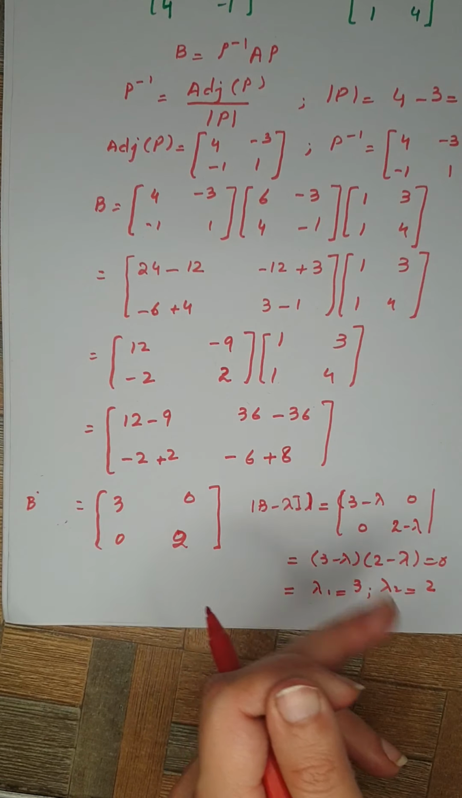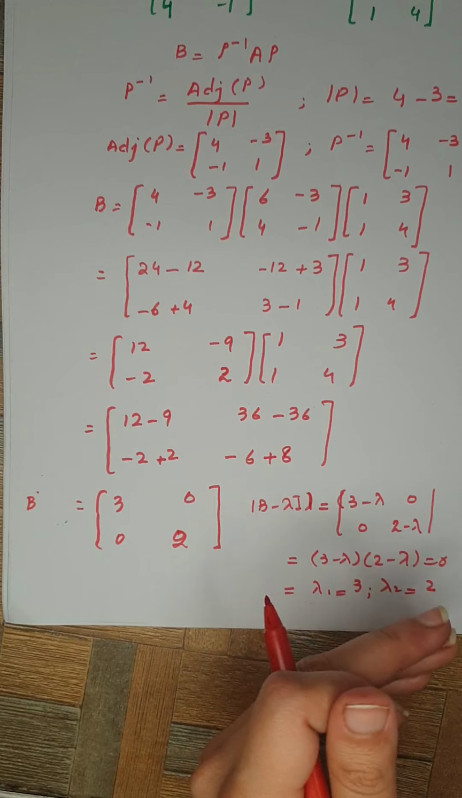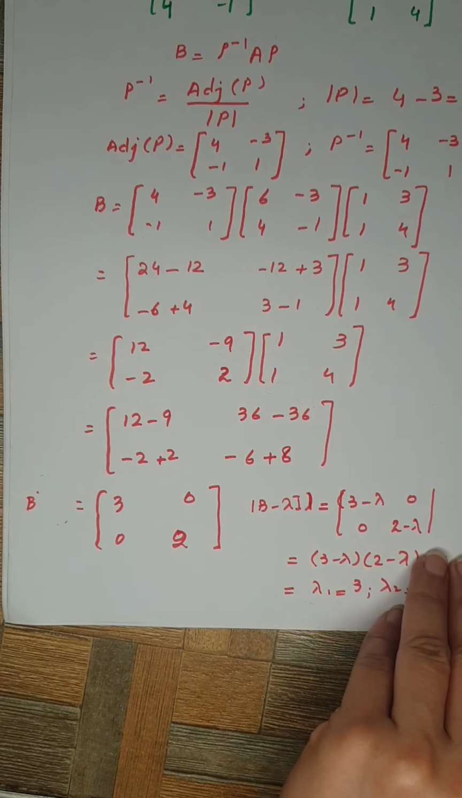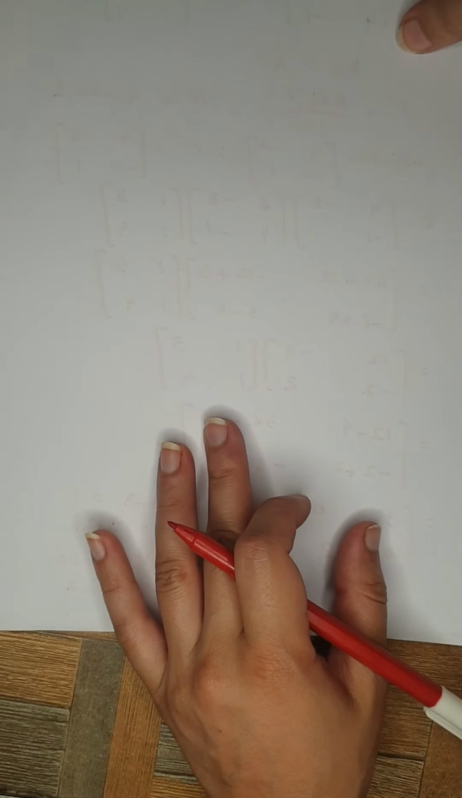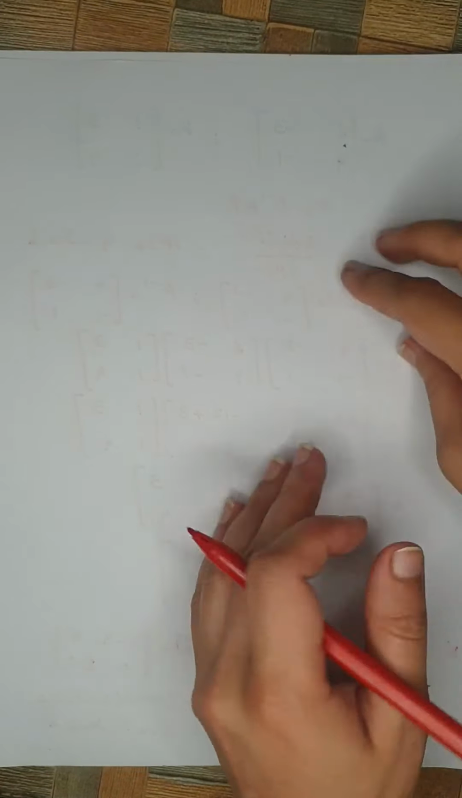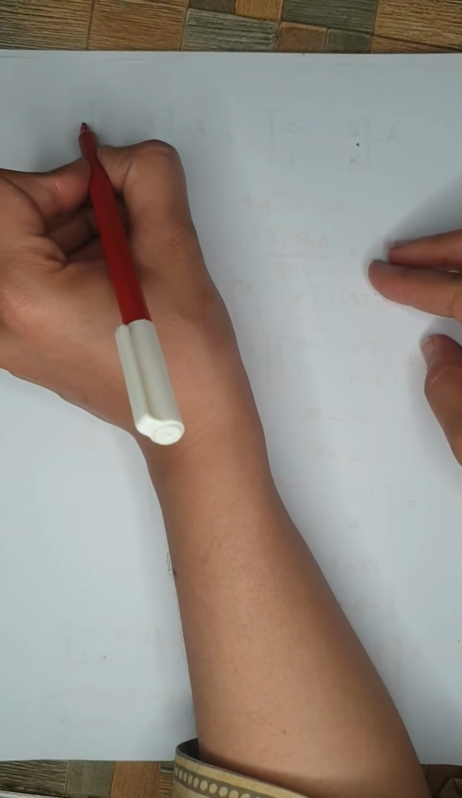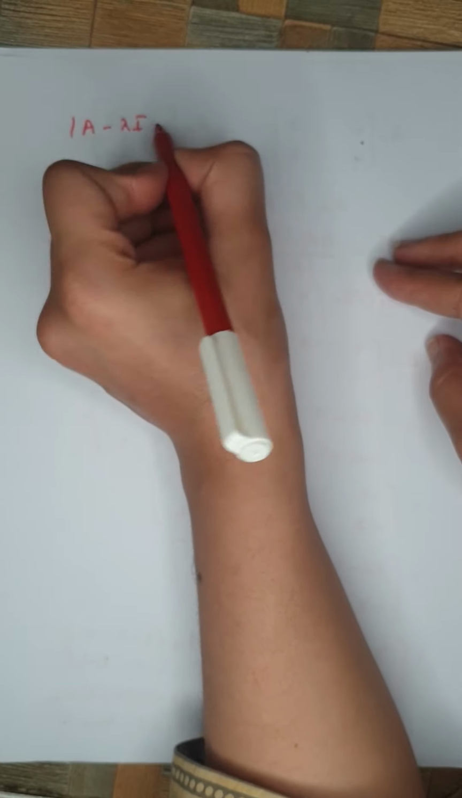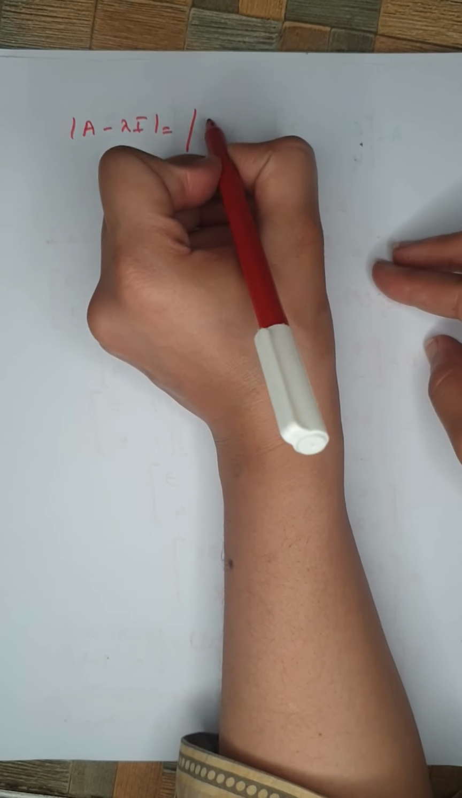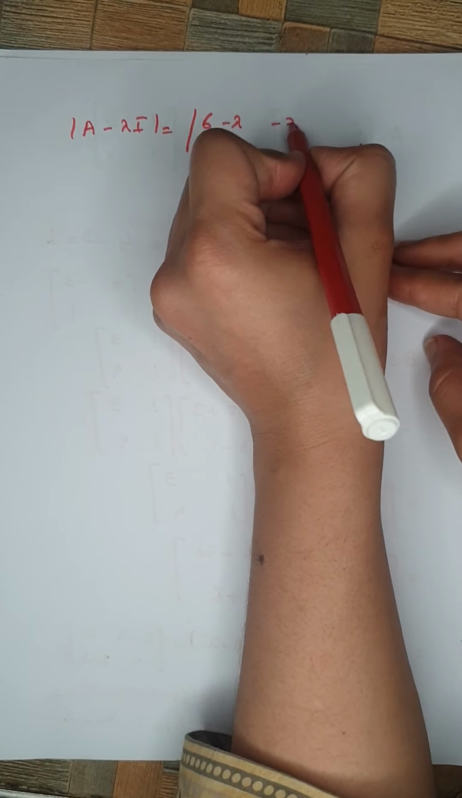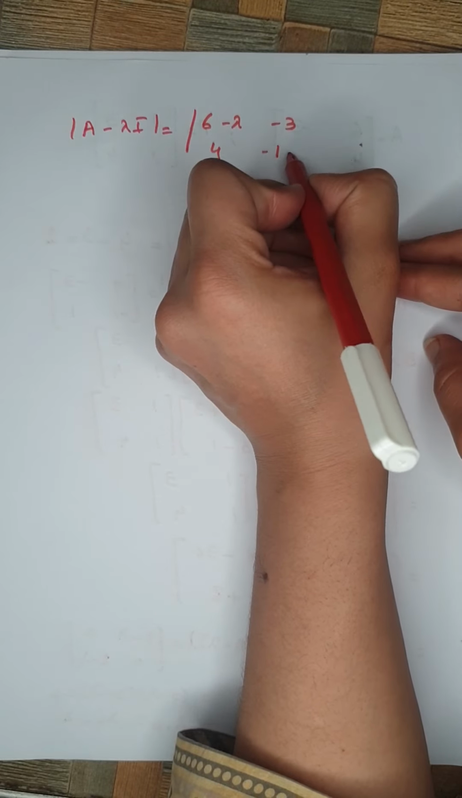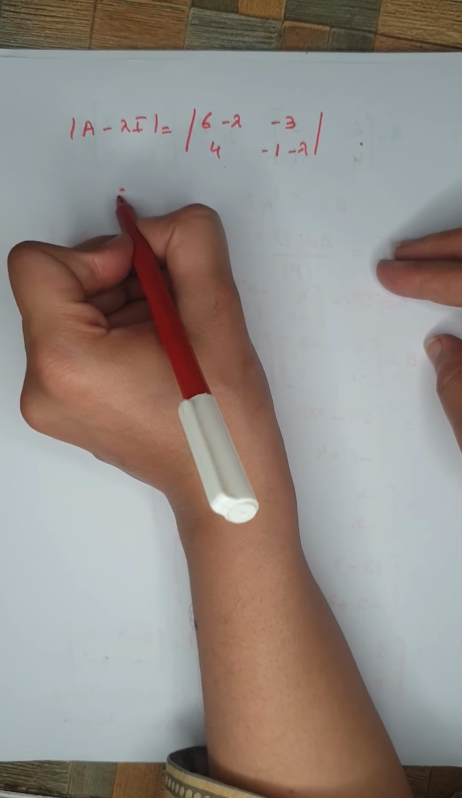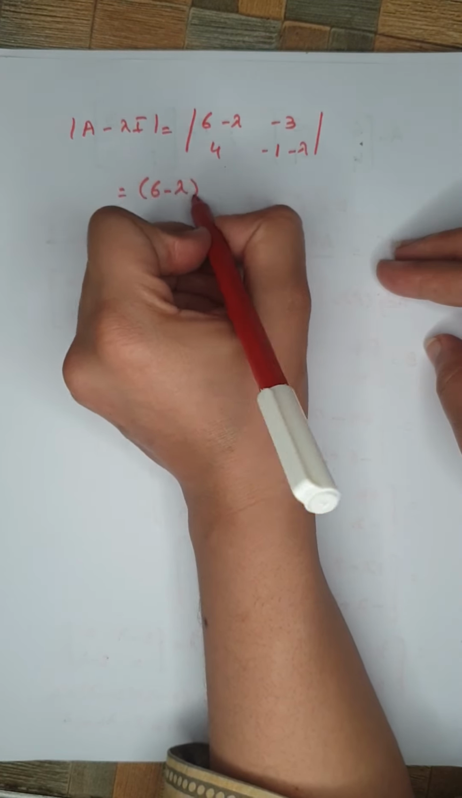Now let's just verify our theorem: the similar matrices have the same eigenvalues. For this, let's find the eigenvalues of matrix A. So all right, I just need to generate the equation A minus lambda I, 6 minus lambda minus 3 4 minus 1 minus lambda. So let's just find its determinant.